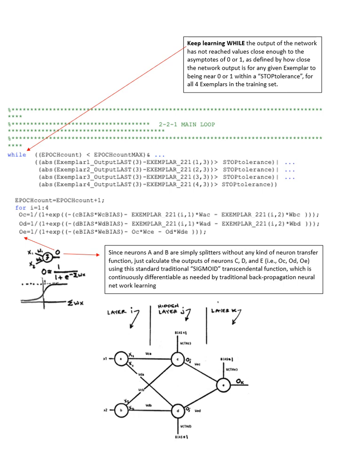We want to evaluate the outputs of C, D, and E neurons, not A and B, because A and B are just splitters. And then we use this 1 over 1 plus e to the sum of the weights times the inputs for each of these neurons. And that is a transcendental function, a sigmoid. It needs to be continuously differentiable for traditional neural network learning that you can learn about in other courses with me.